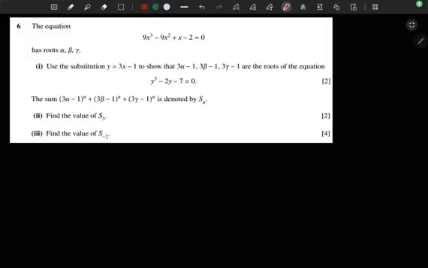So the given equation here has roots alpha, beta, and gamma, and we need to show that this equation here has these roots, which is 3 alpha minus 1, 3 beta minus 1, 3 gamma minus 1. So the best way to go about it is to use the given equation here. That is what you are going to use to show for this. Okay, so solution.